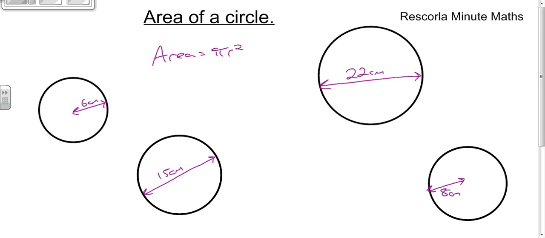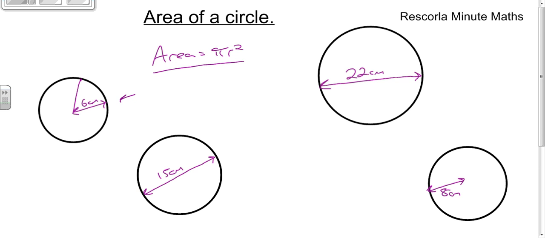Now, this is one of the more memorable formulae that people tend to recall even years after. And that's how to work out the area of a circle. Now, the area is pi times r squared. Now, r is the length from the center of the circle to the edge, and we call it the radius. So, squared means times by itself.